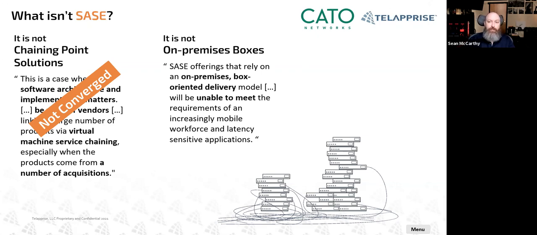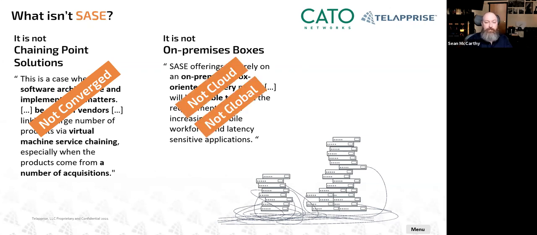Yes, it is true. There will likely be an on-prem portion to anything. You've got to get connected, but there shouldn't be major feature delivery on a box. That is not SASE. It's not cloud. And obviously a box isn't global. A box is a point, a location.